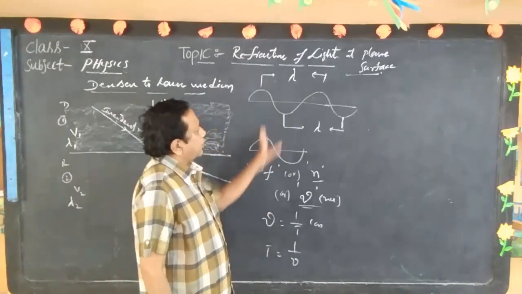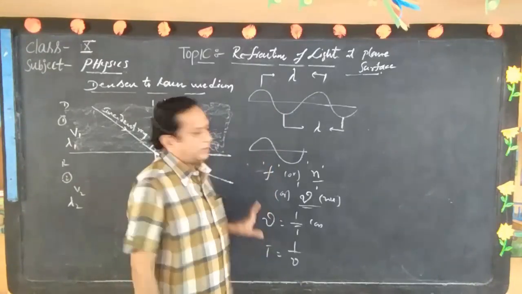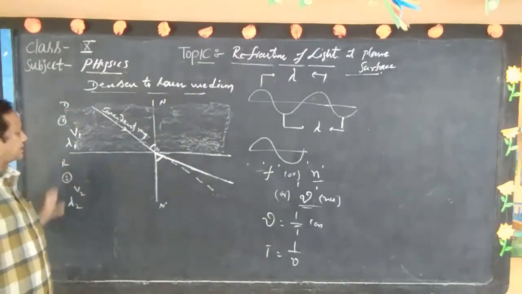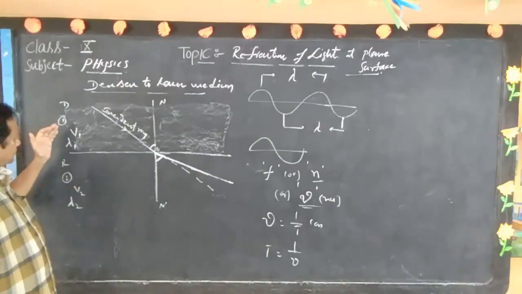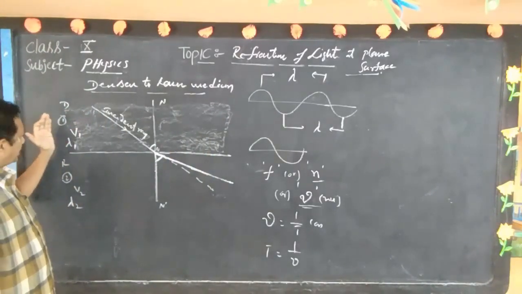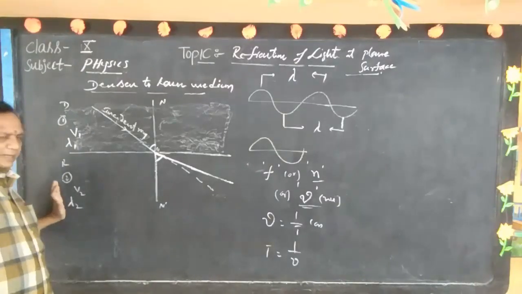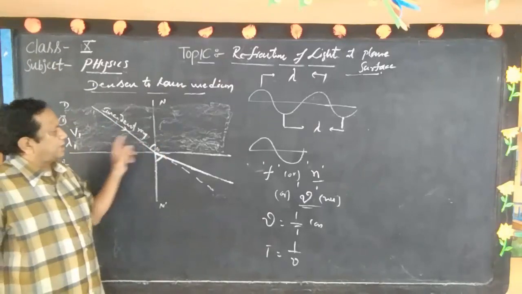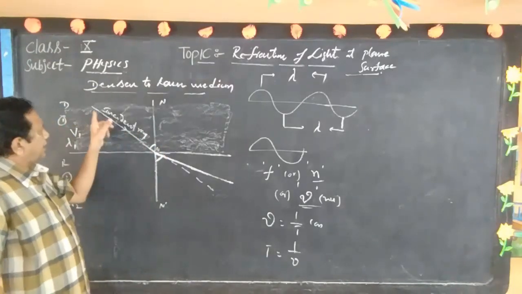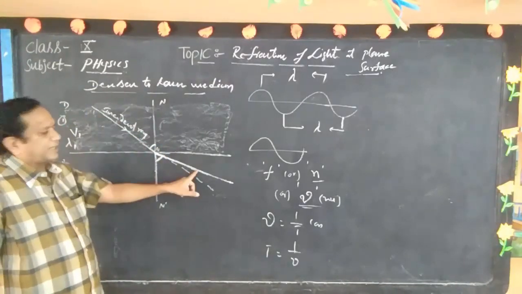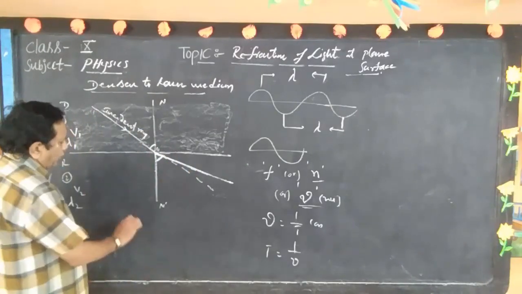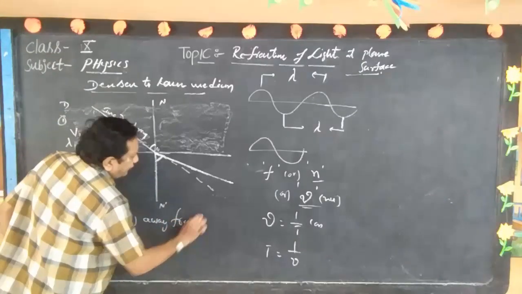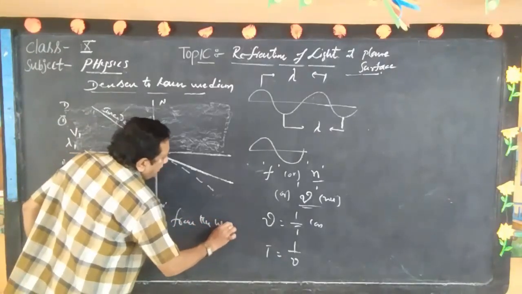So these are important properties of the wave. Here also I have considered the property. Here wavelength is considered. The wavelength of the denser medium is considered as lambda 1 and that of the rarer medium as lambda 2. So what is the first point we observed here? The ray travels from denser to rarer medium. It moves away from the normal. Away from the normal is one point.